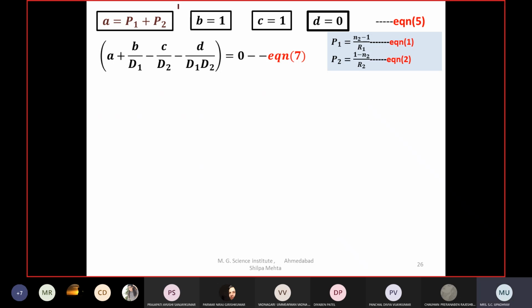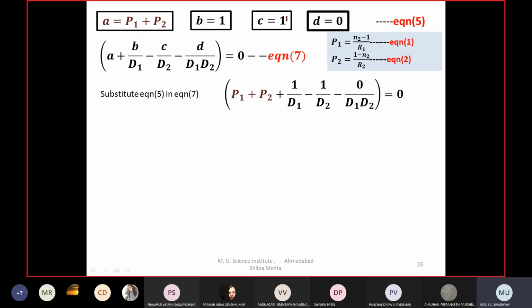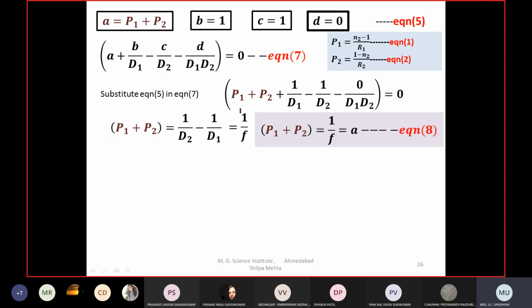Now we substitute the values of A, B, C. Substituting equation 5, the thin lens system matrix elements, we get P1 plus P2 plus 1 upon D1 minus 1 upon D2 minus D upon D1 D2 equal to 0. With D equal to 0, 0 upon D1 D2 is equal to 0. So this equation gives P1 plus P2 is equal to 1 upon D2 minus 1 upon D1. And 1 upon D2 minus 1 upon D1 is equal to 1 upon F. And therefore, this is the equation.